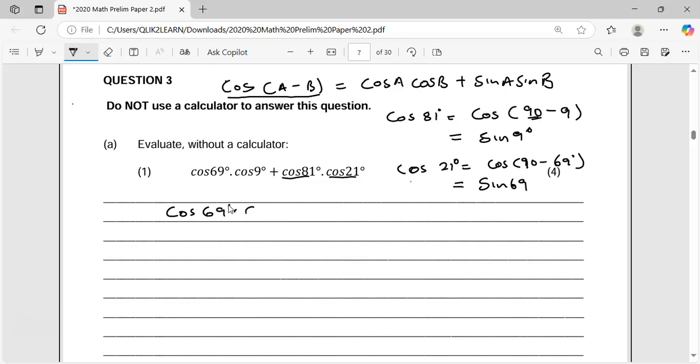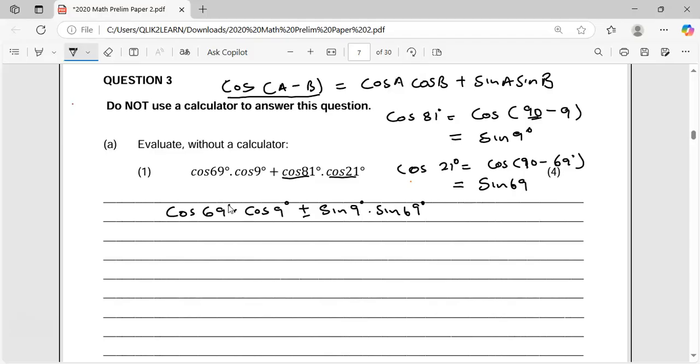So we can rewrite the given equation as the cos of 69 degrees multiplied by the cos of 9 degrees. Then we add what? Now we know that the cos of 81 we can write as the sine of 9 degrees, and the cos of 21 we can write as the sine of 69 degrees. So can you all see that this is in the form of the compound angle?